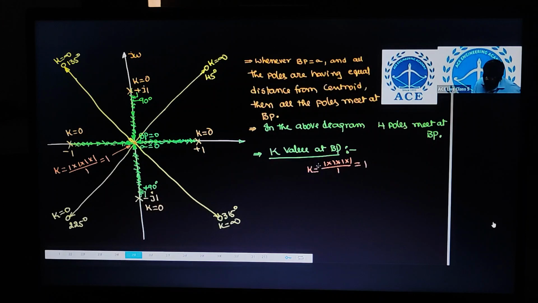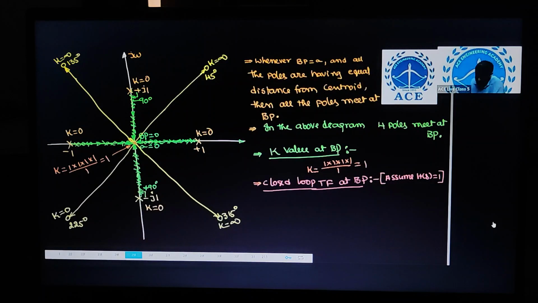Sometimes they are asking what the closed loop transfer function at the breakpoint is. Come on, tell what is the answer? Assume unity feedback, either mentioned or not mentioned. Always assume H of s equal to 1, because then only we can write the closed loop transfer function. Anybody can answer this question?